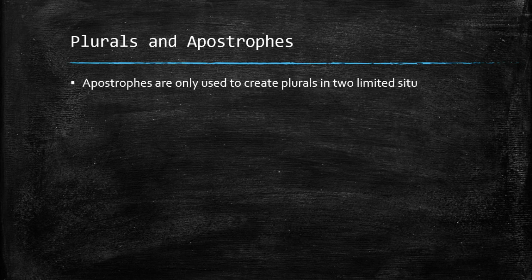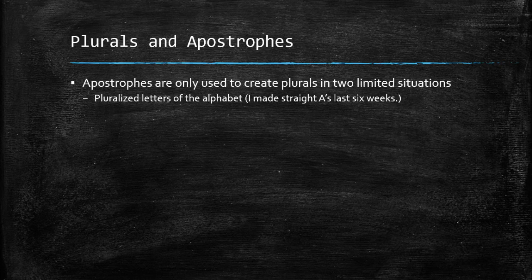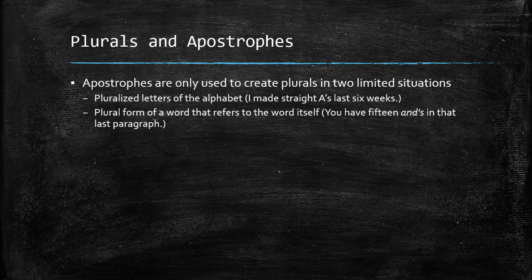Lastly, plurals and apostrophes. Apostrophes are only used to create plurals in two limited situations. When you have a pluralized letter of the alphabet, as in I made straight A's last six weeks, or a plural form of a word that refers to the word itself. You have 15 and's in that last paragraph. These are the only two instances where a noun, a substantive, is made plural using an apostrophe S. Otherwise, the apostrophe is reserved for possessive forms, which we'll get into later.